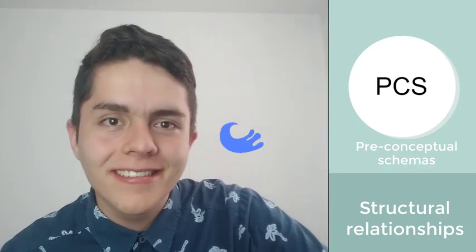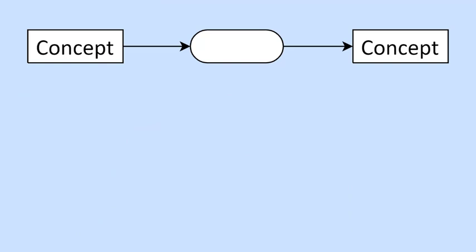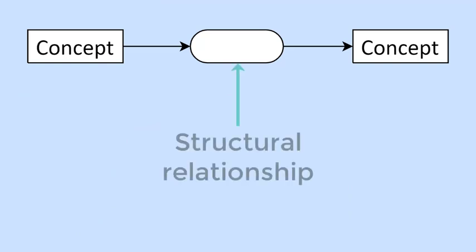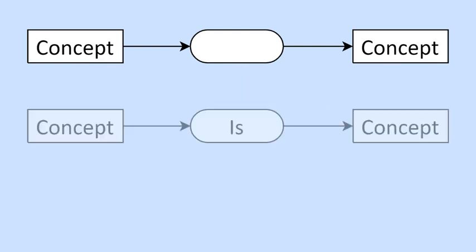So let's begin. First of all, let me introduce you. Preconceptual schema structural relationships are verbs that permanently relate concepts. We only have two valid verbs on such relationships: the verb is and the verb has.